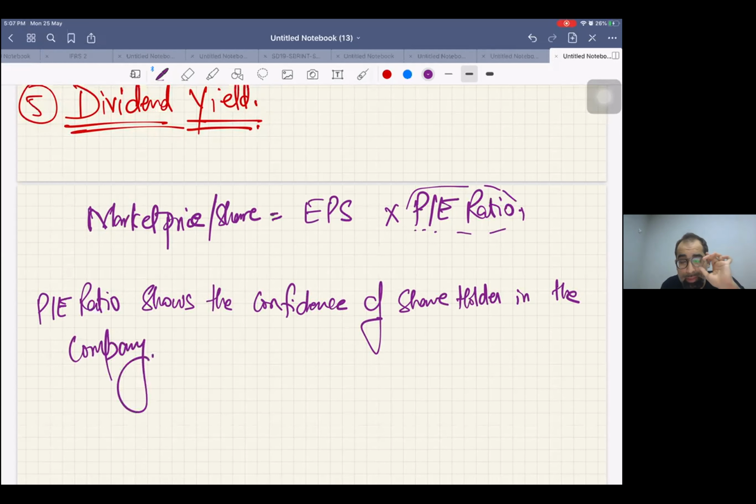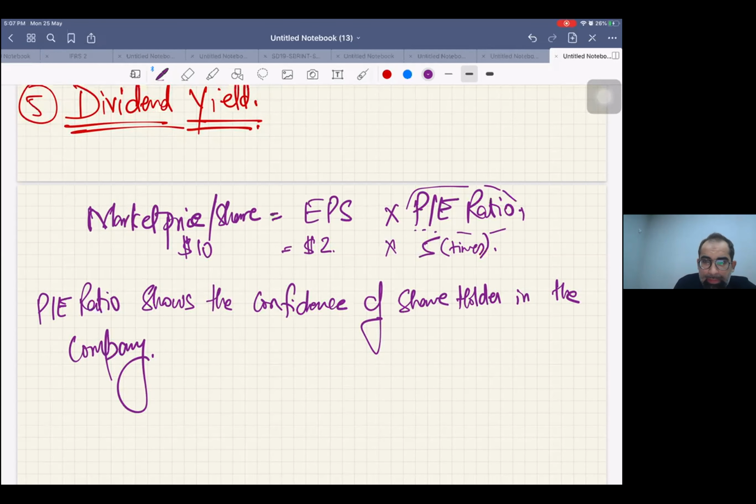Now giving you a few examples. Go slow, please. Let us say EPS of a company is $2 and the market price is $10. So 2 multiplied by how much is 10? 5. So now it's 5 times. Your P/E ratio is 5 times. That means people are paying 5 times of earnings to buy this share.